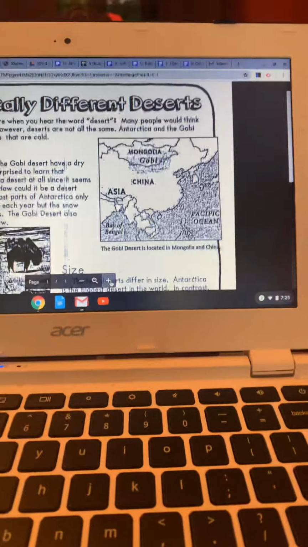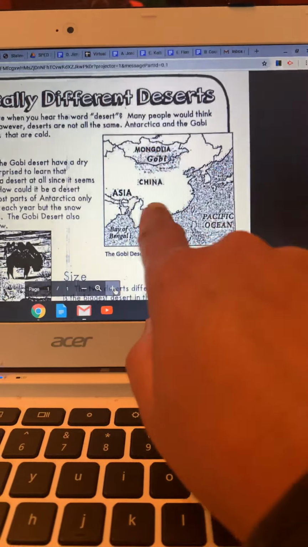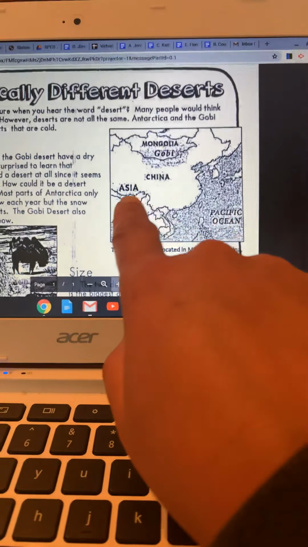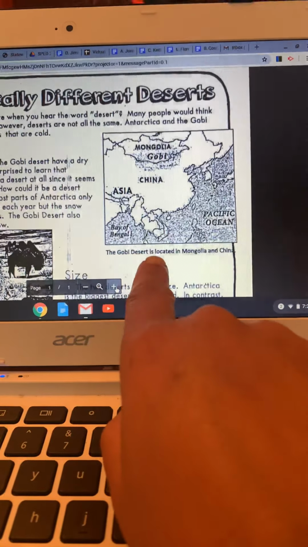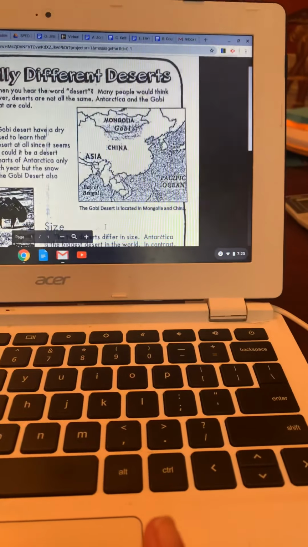All right, let's look at the map over here. It's actually showing you where the Gobi Desert is located. It's in Mongolia, which is close to China, which is on the continent of Asia. It says the Gobi Desert is located in Mongolia and China. All right, so let's look at size.